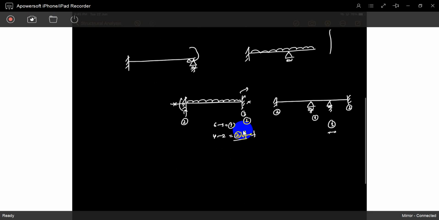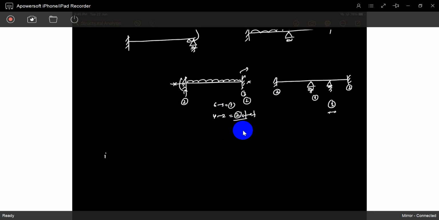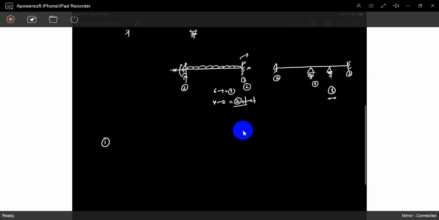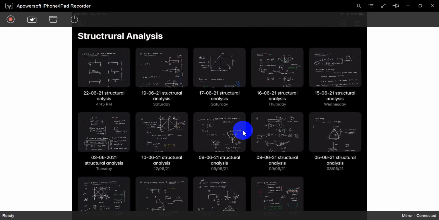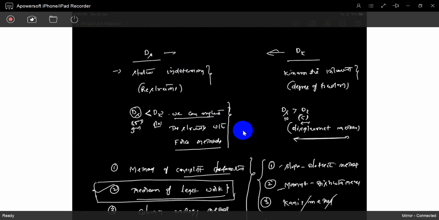So start with this. First we will solve it, it will be easy. It's a load W per meter. This can be solved by the strain energy method also. What is strain energy? Minimum strain energy. We already solved it. We already solved this problem somewhere else, by the minimum strain energy method.